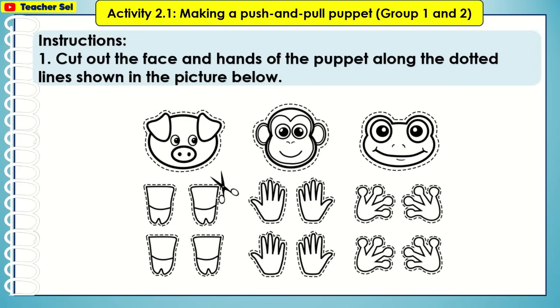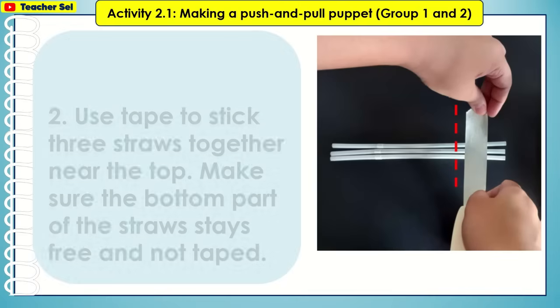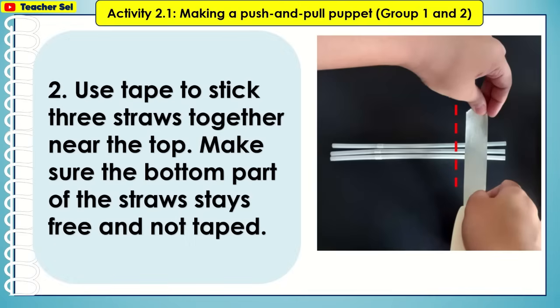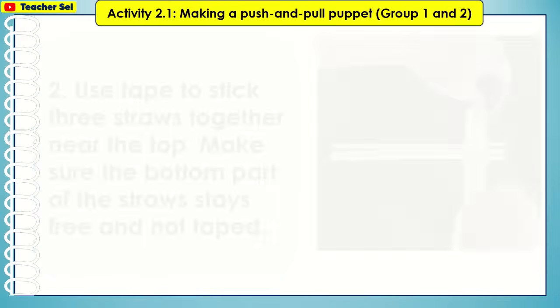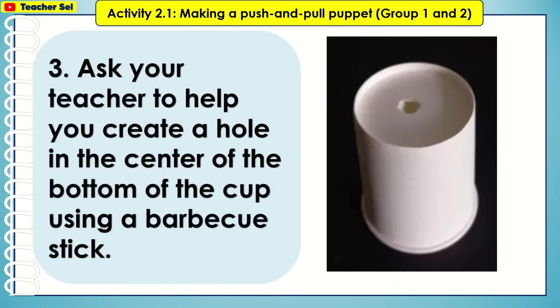Instructions: cut out the face and hands of the puppet along the dotted lines shown in the picture below. Use tape to stick 3 straws together near the top. Make sure the bottom part of the straws stays free and not taped. Ask your teacher to help you create a hole in the center of the bottom of the cup using a barbecue stick.